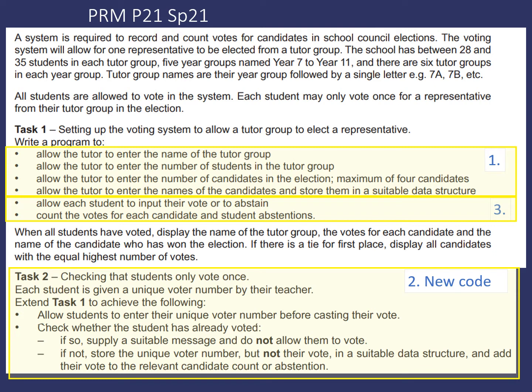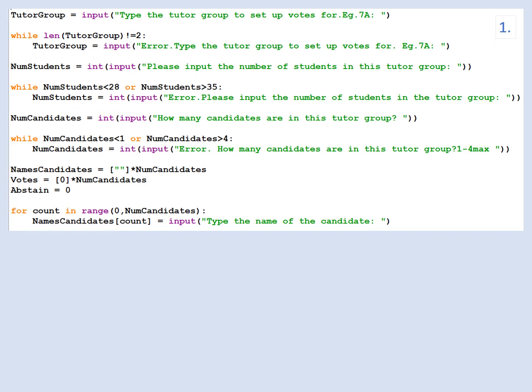Okay, so we need to add a little bit of new code. Notice I have number 1. That's the code that will be number 1. We're going to add some extra code after step 1. And then we have the remaining code from the previous task 1, and that's where it says 3. Looking here, this is the code of part 1, where the teacher inputs the tutor group name and validates it, and also inputs the number of students of the class and validates it, and also inputs the candidates and their names.